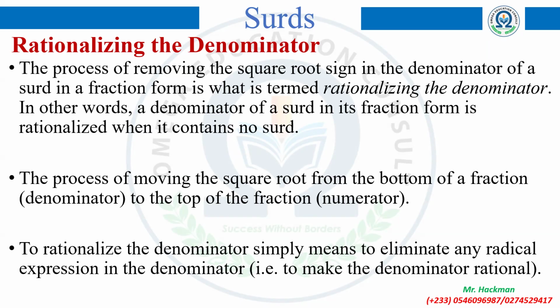You know that once there is a surd, it means your denominator is irrational. So once you remove the surd, you make it rational. And that is why we call it rationalizing the denominator. Initially it wasn't rational; now you have made it rational. Is my point well made? Yes, please. Okay, very good.